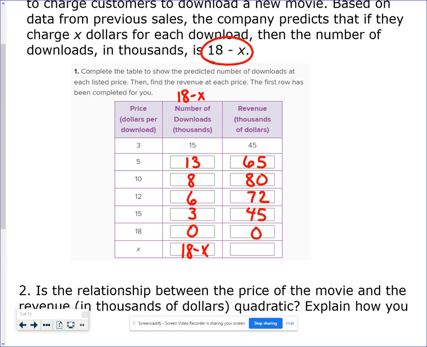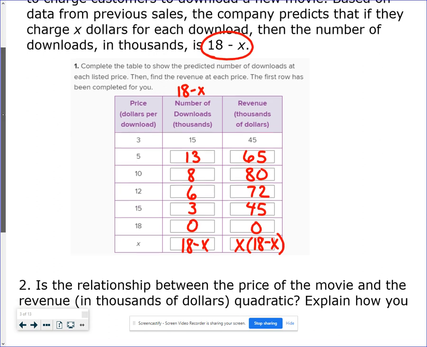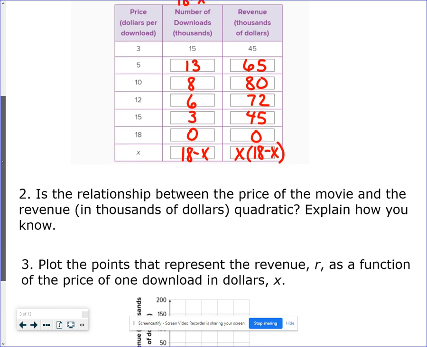And then for this last one, x times 18 minus x, we could write it as just x times 18 minus x, right? We could also distribute that if we'd like to, and that's what's going to happen in the next problem. But I want you to notice that the revenue increased to a certain point, and it started decreasing. This is very much like our perimeter versus area kind of problems that we've already looked at. So it's the same idea on that.